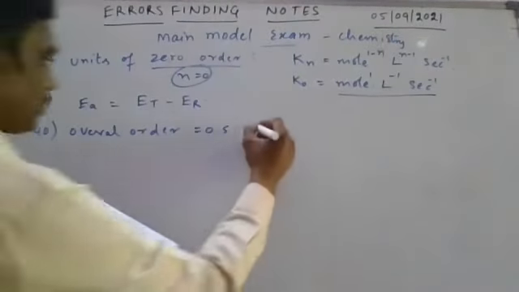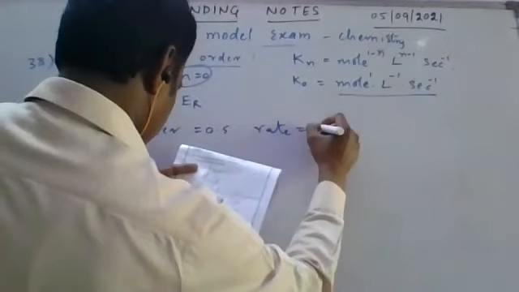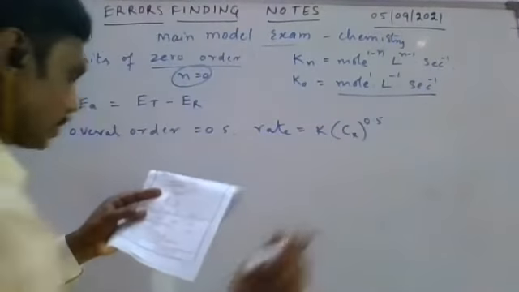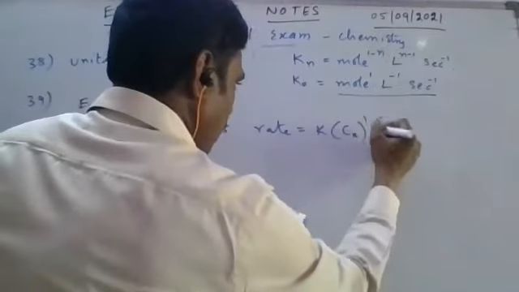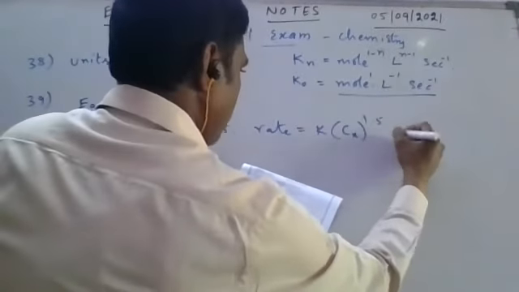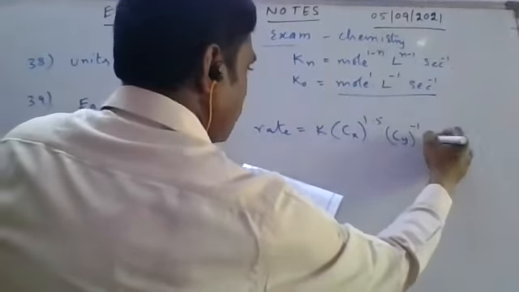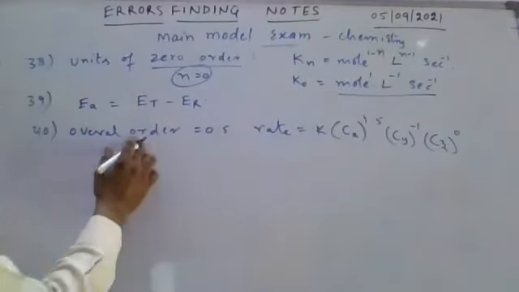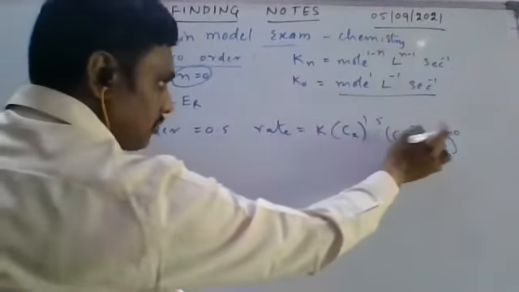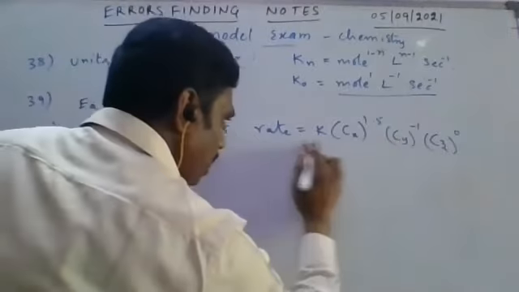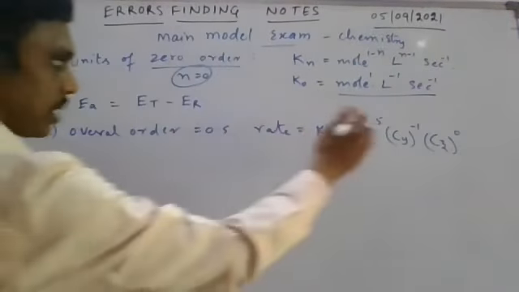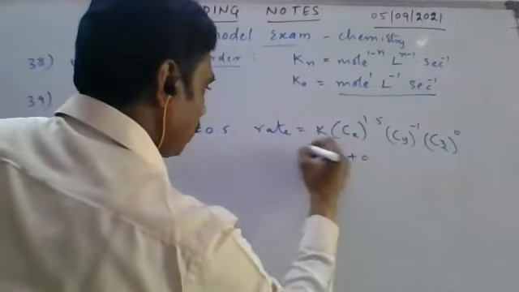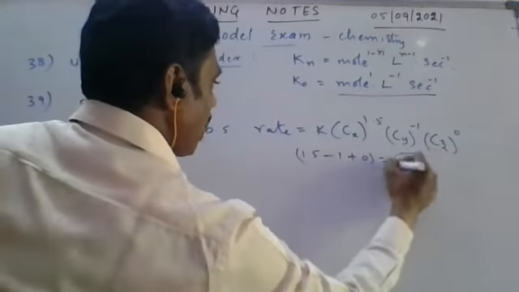Overall order 0.5. Look at the expression: rate is equal to K into Cx to the power 1.5, into Cy to the power minus 1, Cz to the power 0. Look at this, order is what? The sum of the powers of the concentration terms involved in the rate expression. Here the sum of the powers is 1.5 minus 1 plus 0, then you get 0.5.